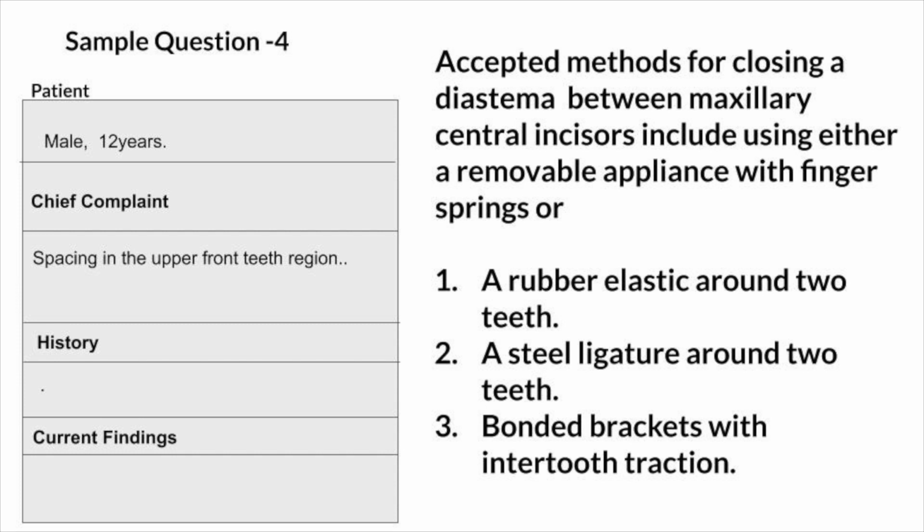Bonded brackets with intertooth traction provide a controlled mechanism for closing the diastema effectively. A rubber elastic should not be placed around two teeth because this would have a tendency to cause apical migration and severe bone loss around the two teeth. It could cause loss of the teeth themselves. A steel ligature does not have the elasticity to provide an effective orthodontic force. Answer: bonded brackets with intertooth traction.